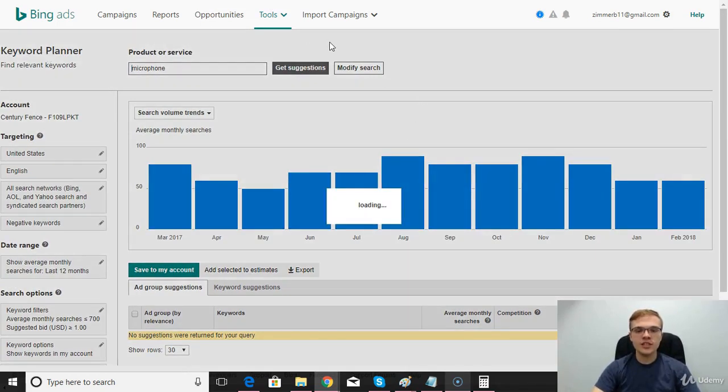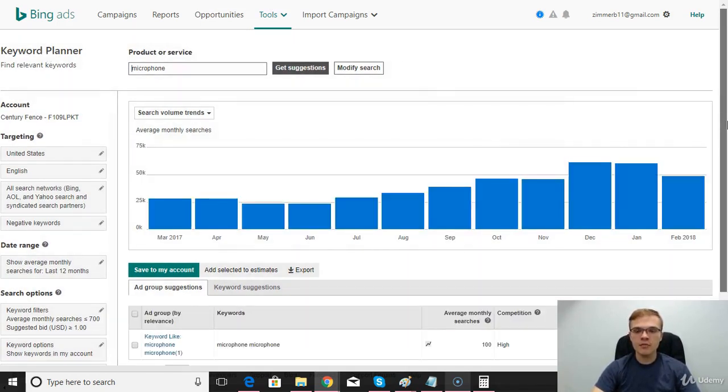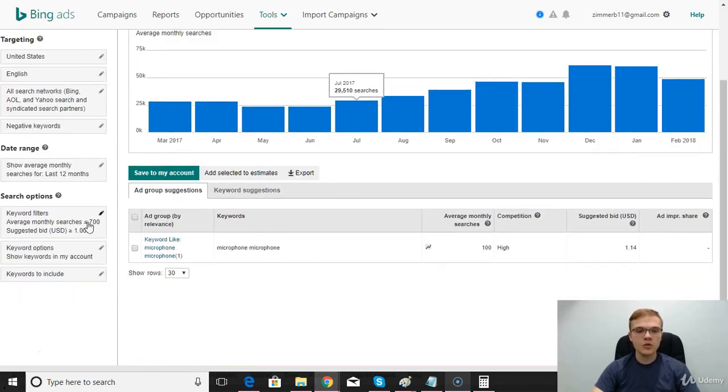I'm going to get some suggestions right now, and for whatever reason, one keyword came up here for just microphone. Right here, the suggested bid is $1.14. When it comes to cost per click, you're paying per click. When someone types that into Bing, or some other search engine that Bing is affiliated with, and clicks your ad, you're going to be charged this amount. Whatever this is, that's the suggested bid.